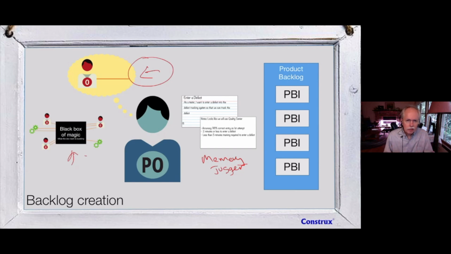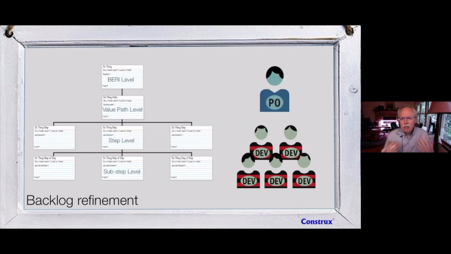I understand those interactions, I create memory joggers, and I place those memory joggers into a backlog where I can sort them, prioritize them, and the dev team can roughly size them. So now we've got backlog creation down. And then we go into backlog refinement. This is something I spent a bunch of time on earlier this week.